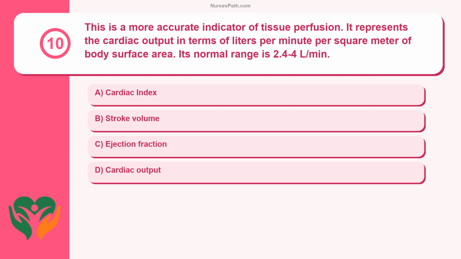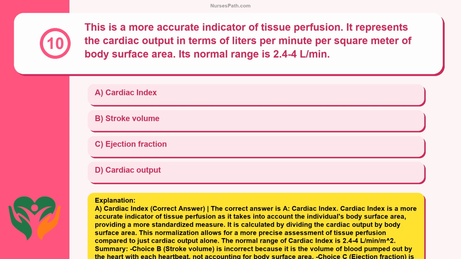Question 10. This is a more accurate indicator of tissue perfusion. It represents the cardiac output in terms of liters per minute per square meter of body surface area. Its normal range is 2.4 to 4 L/min. Cardiac index. Stroke volume. Ejection fraction. Cardiac output. A. Cardiac index. Correct answer. The correct answer is A.